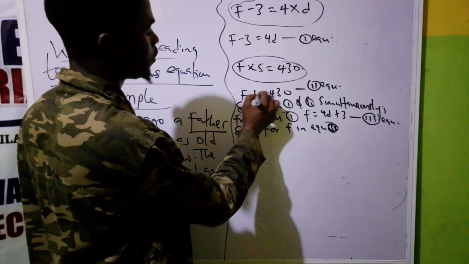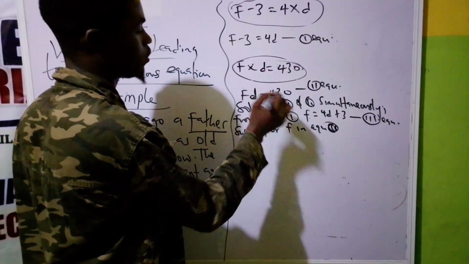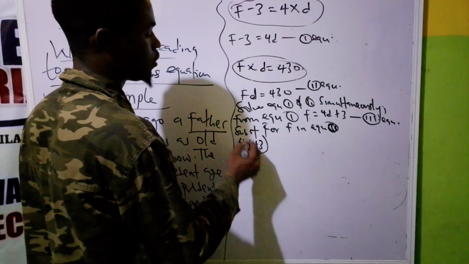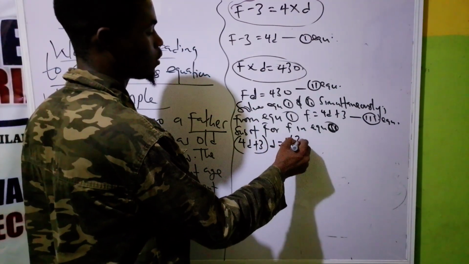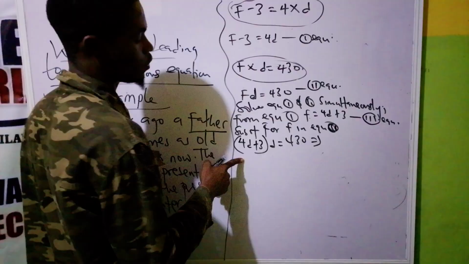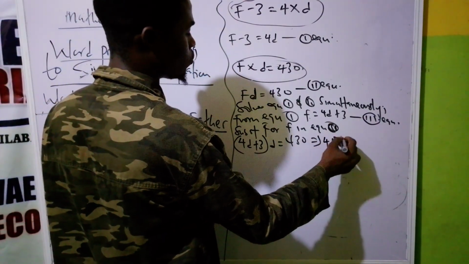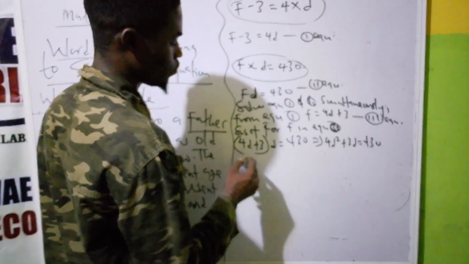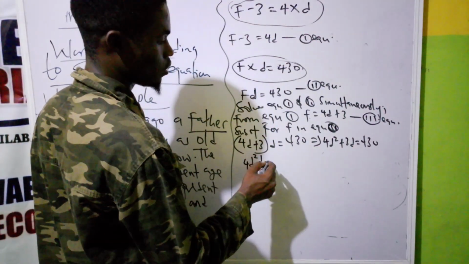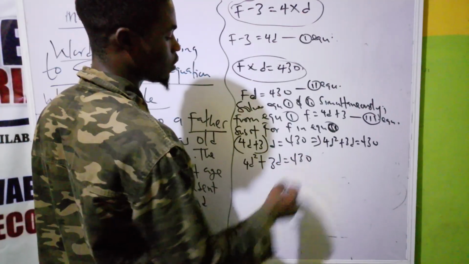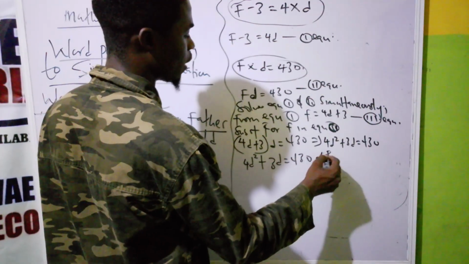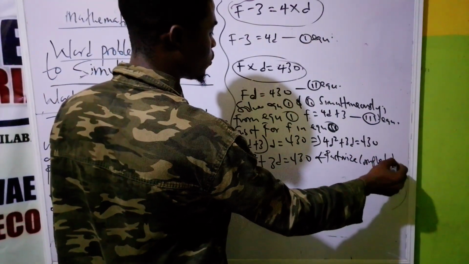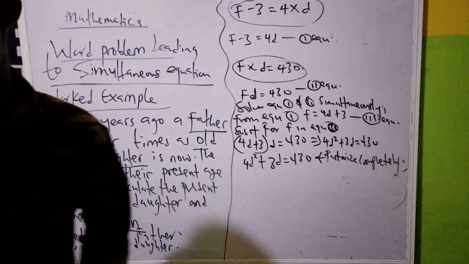I'm using D to represent daughter. So we have 4D plus 3, into D, equals 430, which implies that if you expand the bracket, you have 4D squared plus 3D equals 430. Then we now factorize completely to get the value of D.